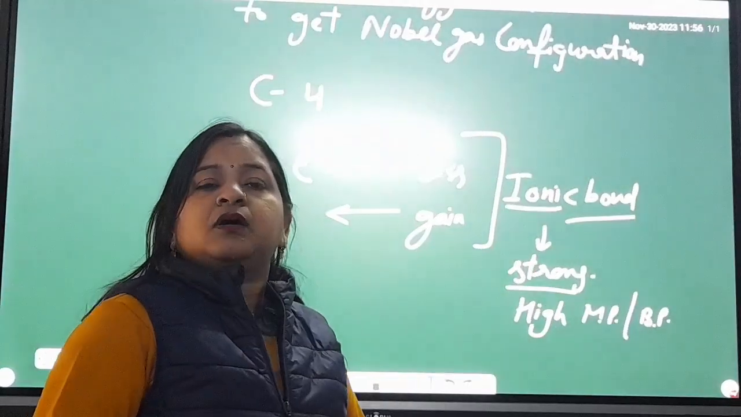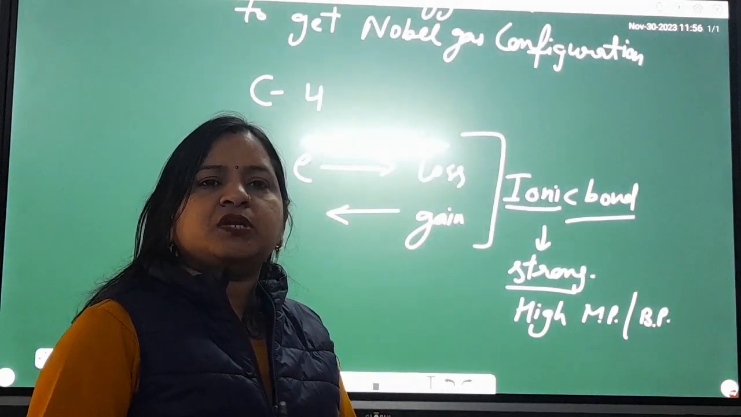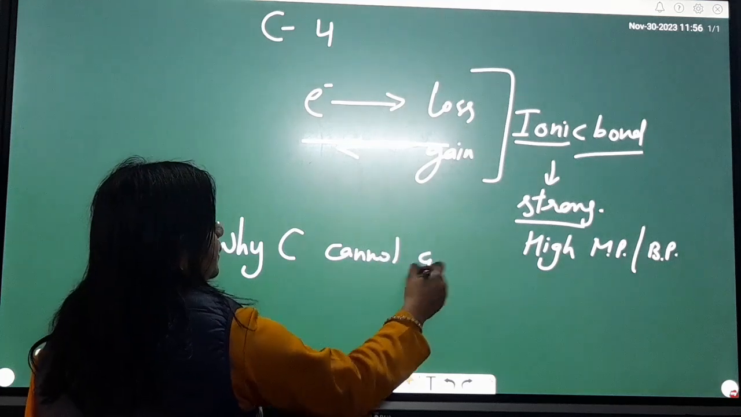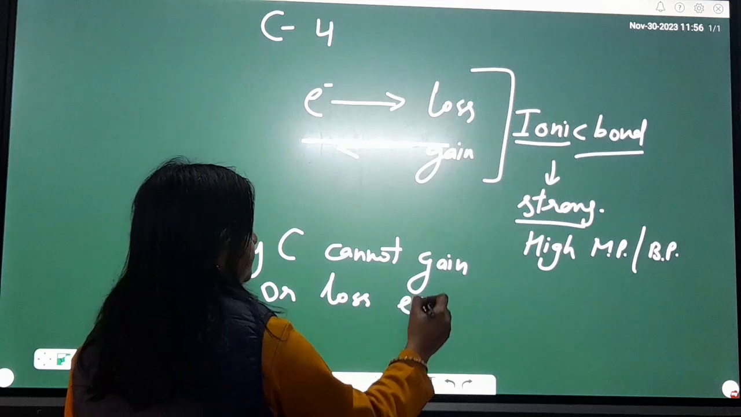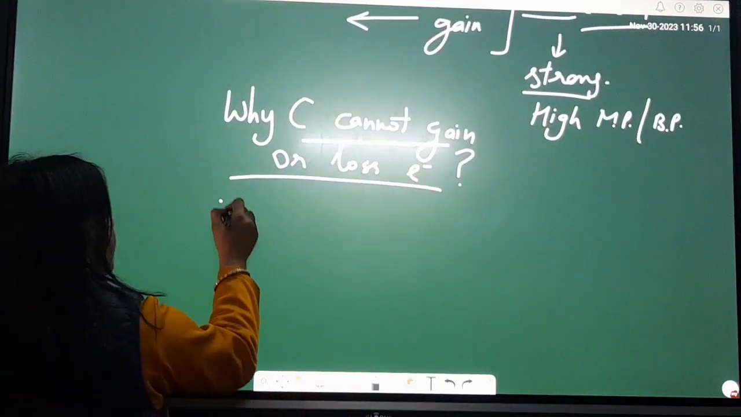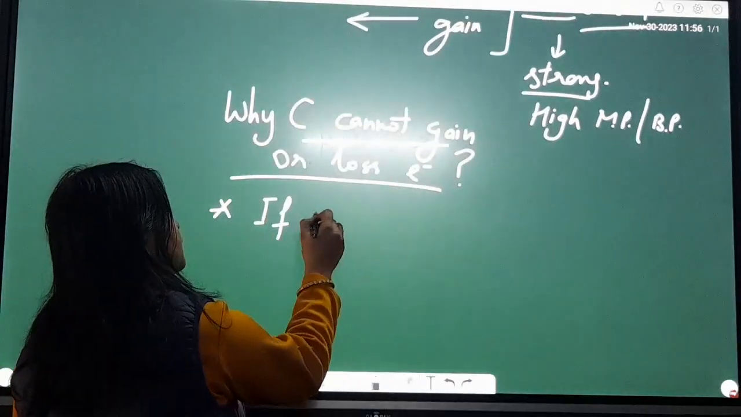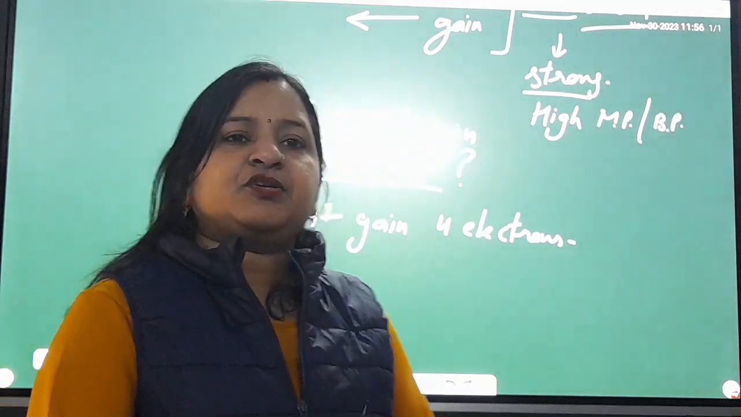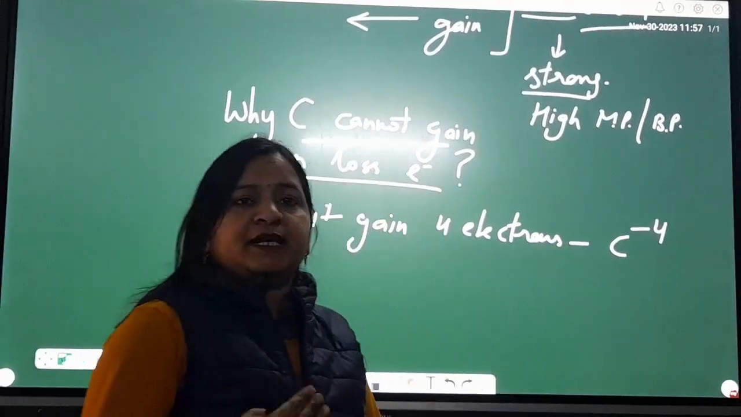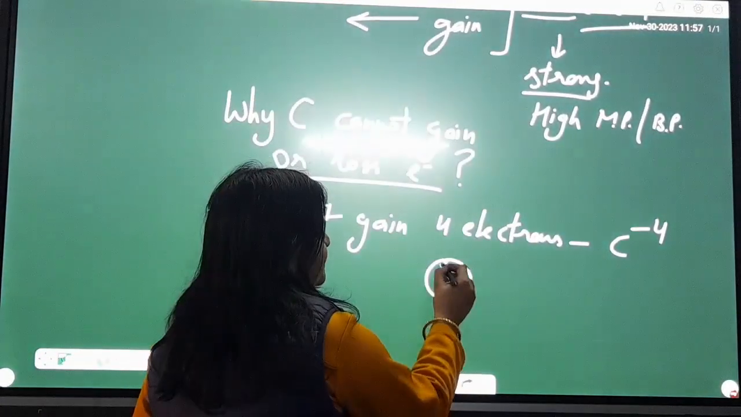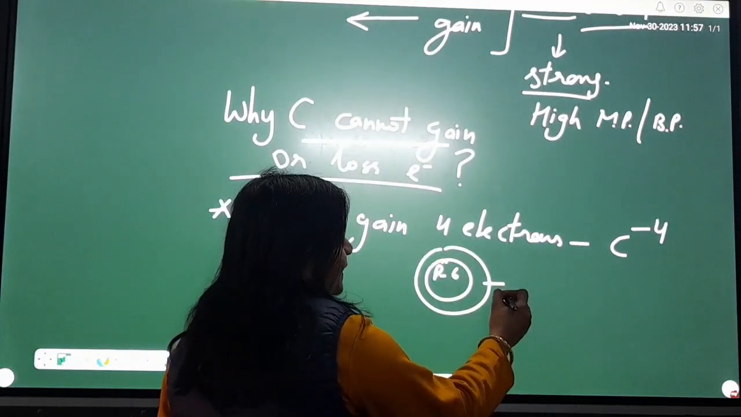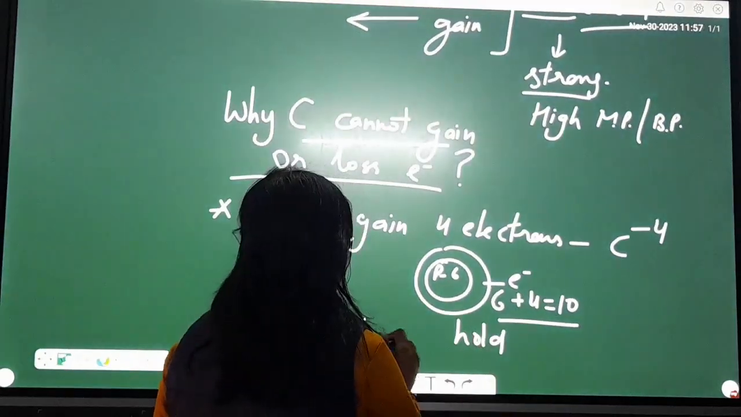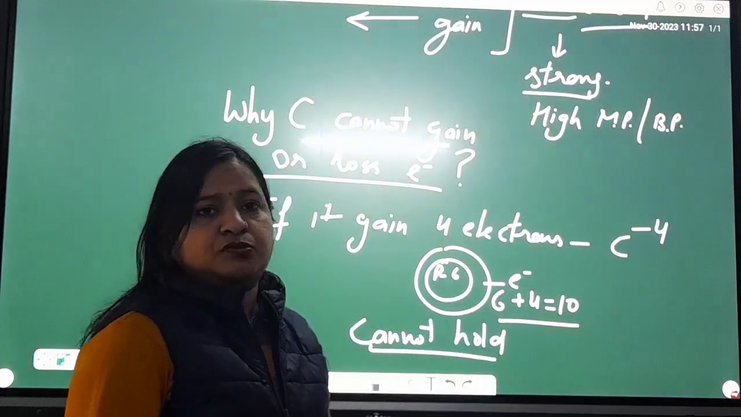So here carbon cannot give or gain electrons, it cannot do either. Why can't it? There are two reasons why carbon cannot gain or lose electrons. If it gains 4 electrons, what will happen? If it takes 4 electrons, it will become an anion, 4 negative. Its nucleus has 6 protons and it already has 6 electrons, and 4 more will make 10 electrons. It cannot hold 10 electrons with 6 protons.